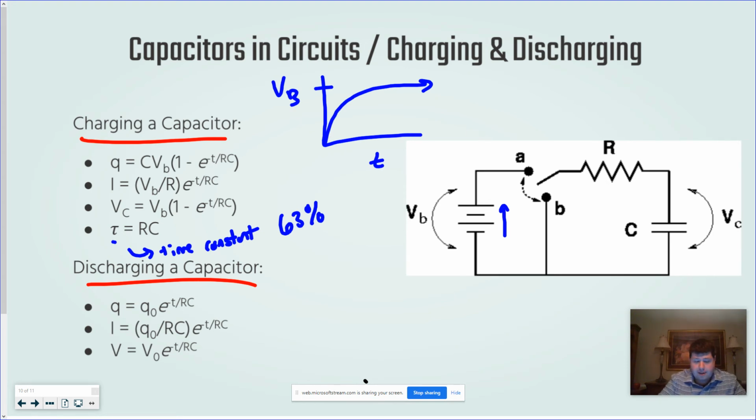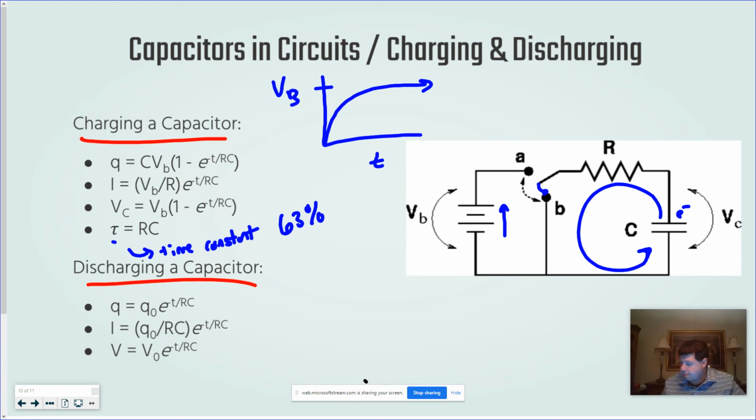To discharge a capacitor, you would disconnect it from the battery, like using a switch here, and move it to B. If it was on B, then the charge would be flowing this way, and your capacitor would act like a battery until, of course, all the charges, the electrons, would flow back through there. And so it's going to discharge. The charge is going to go down with time. Same thing with the current, and same thing with the voltage of the capacitor.